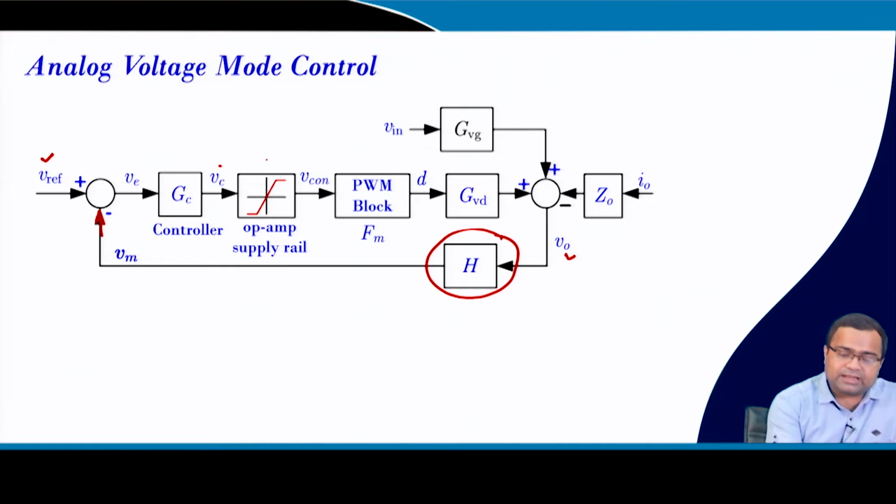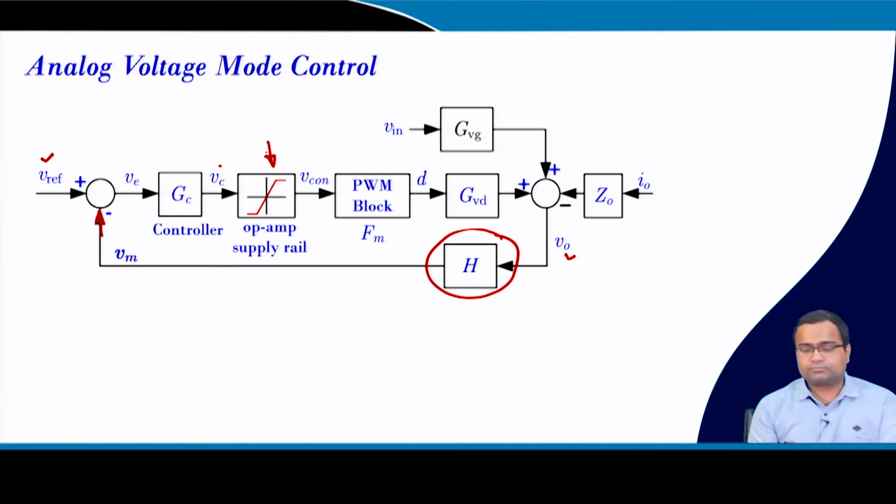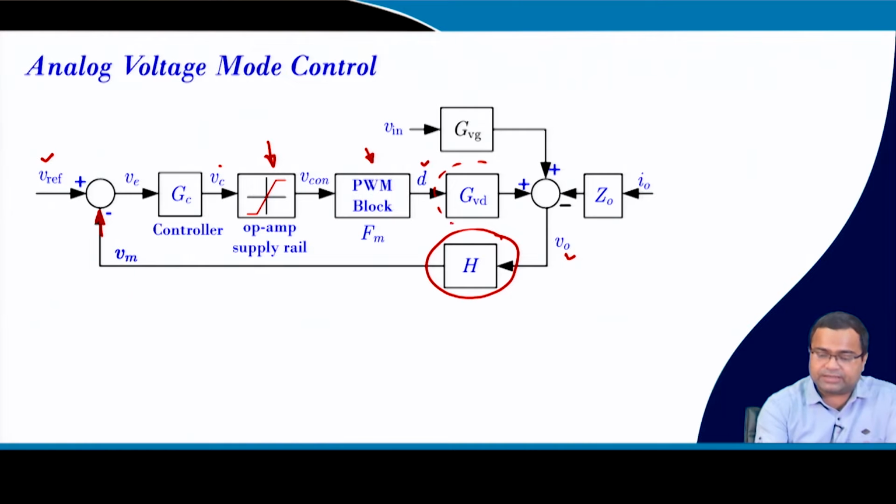Generally we consider an operational amplifier, op amp, for implementing this controller, but the op amp also has a supply rail, so there will be a saturation limit here. Then we have a pulse width modulator block. In fact, for variable frequency control we will have either constant on time, constant off time modulator, or hysteresis control. In fixed frequency we have the duty ratio, and that duty ratio goes to GVD, the control to output transfer function that we have already derived.